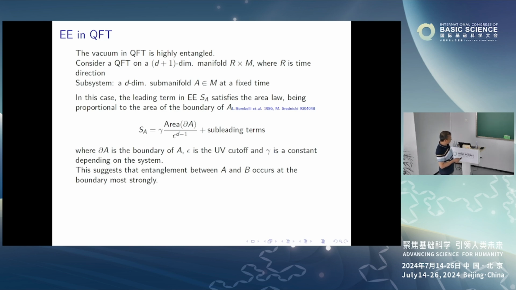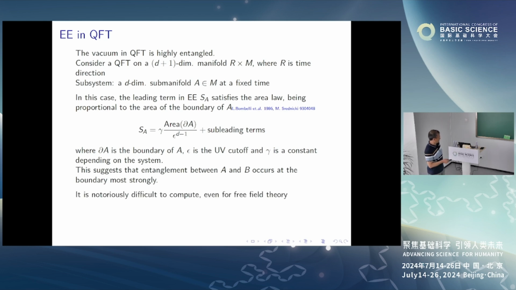This formula suggests that the entanglement between two subsystems, A and its complement, occurs most strongly at the boundary. A simple physical picture is that around the boundary, you have the two sides of the boundary, and a pair production around the boundary. So you have correlation between the degrees of freedom between the two sides of the boundary.